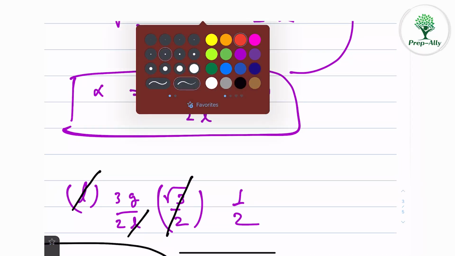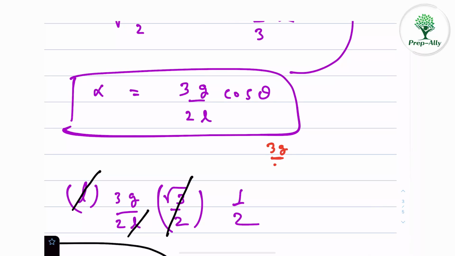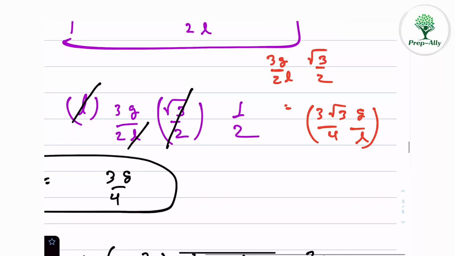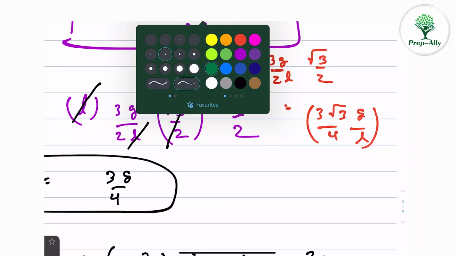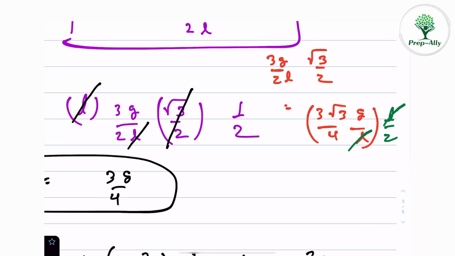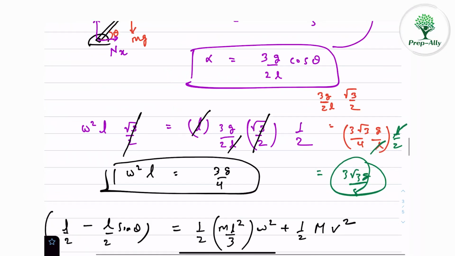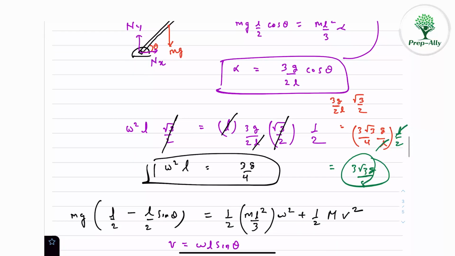We need alpha at contact breaking. At contact breaking, 3g by 2L into cos of 30 degrees, root 3 by 2. So we get 3 root 3 by 4 g by L. But this is alpha. We need alpha into L by 2, so I'm going to multiply it by L by 2 here. And we get 3 root 3 g by 8. So one acceleration is 3g by 8. The other acceleration is 3 root 3 g by 8.